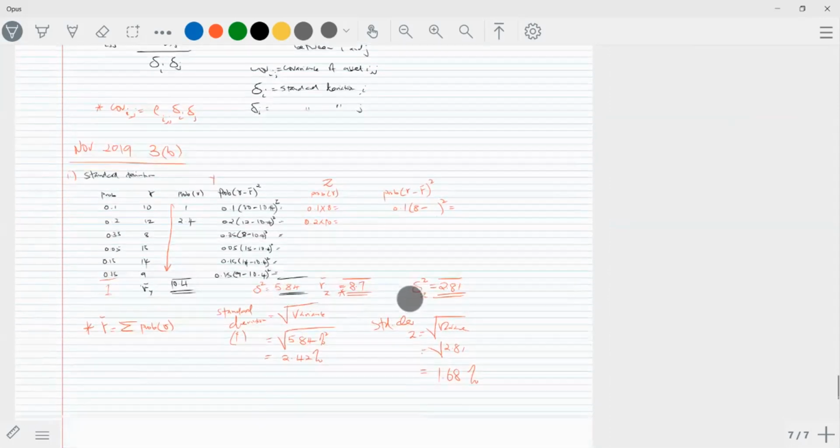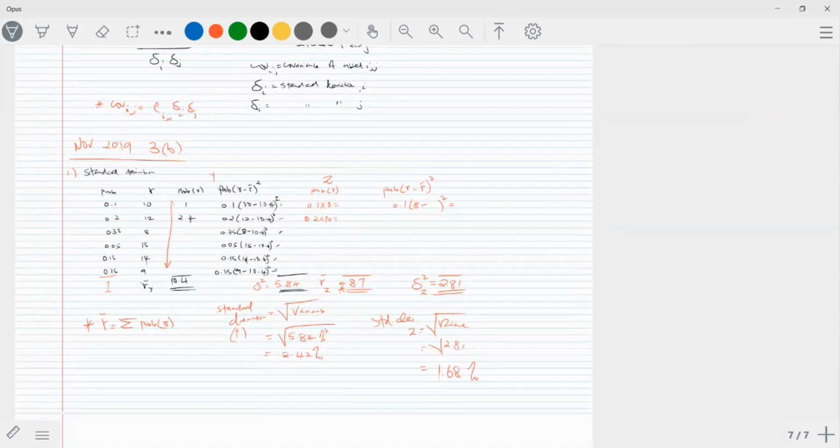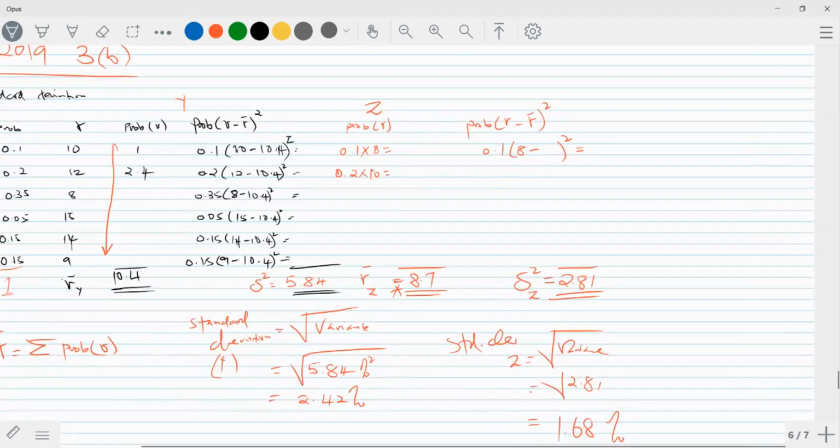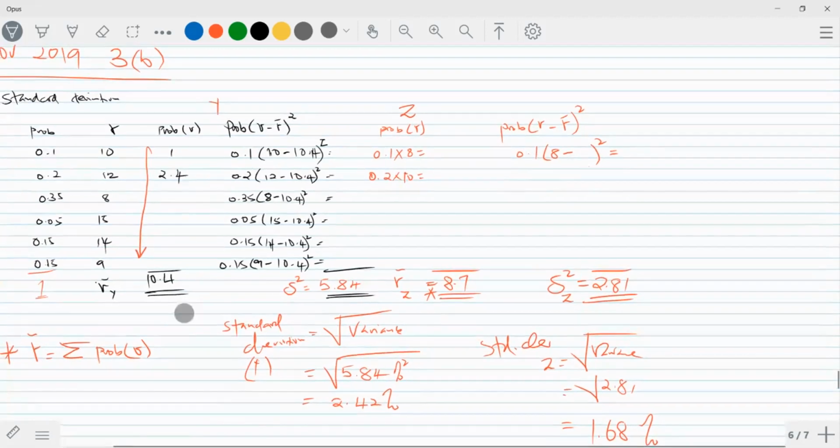Now, for the sake of Roman 2, if you observe the returns, the mean return for Y is 10.4, and the mean return for Z is 8.7. The risk for Y, as measured by standard deviation, is 2.42, and for Z it is 1.68.